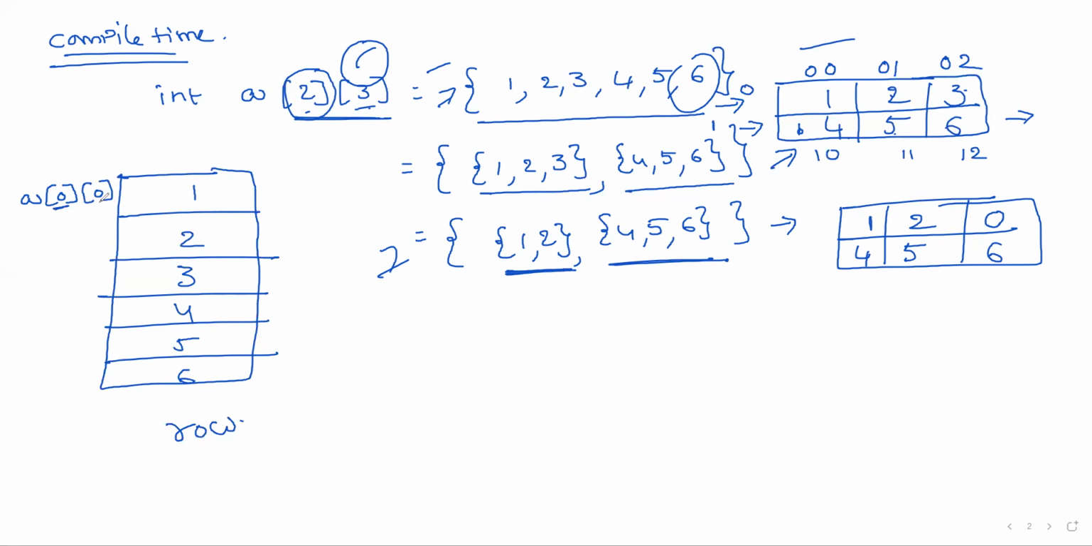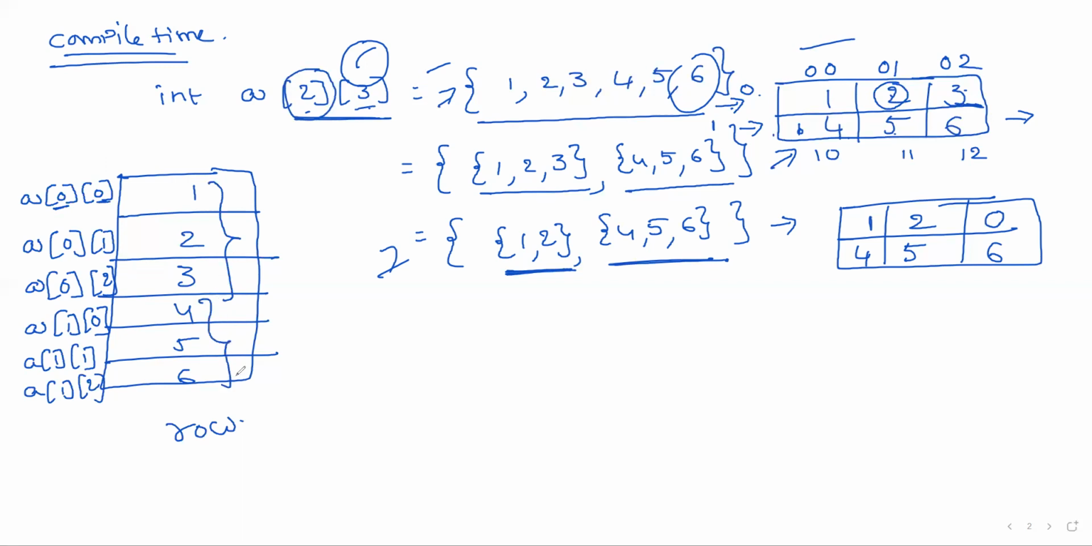That means 0th row, 0th column. A of 0,1: 0th row, first column, that is value 2. A of 0,2: 0th row, second column. Now, after completion, A of 1,0, A of 1,1, A of 1,2. You got it? That is the row major order. Row major order in the sense the first row is completely filled. After completion of the first row, we move on to the second row.